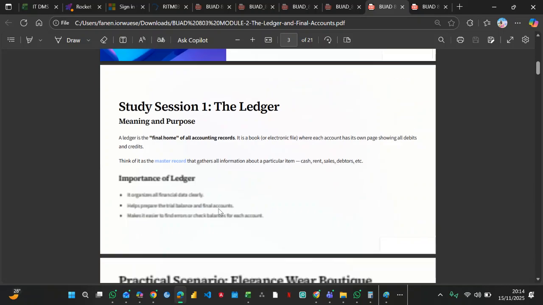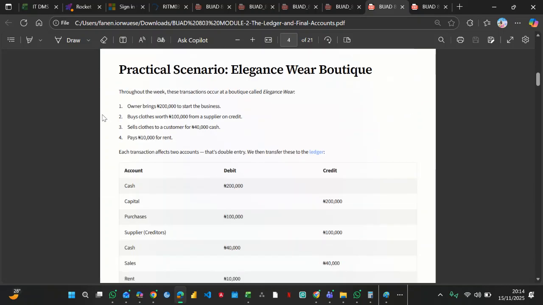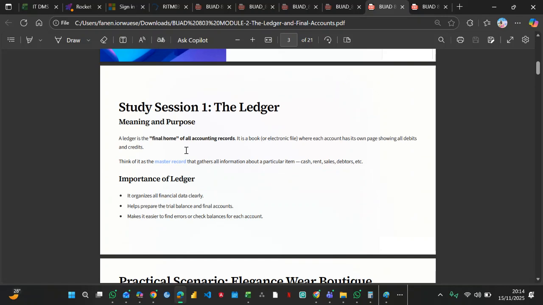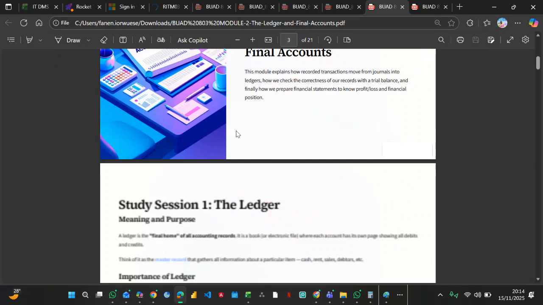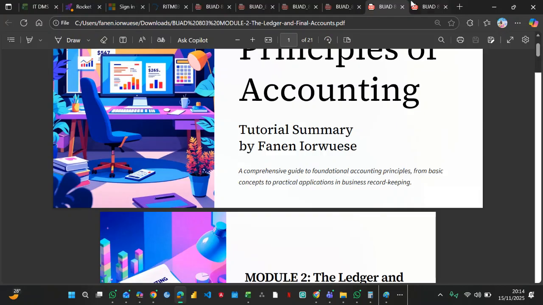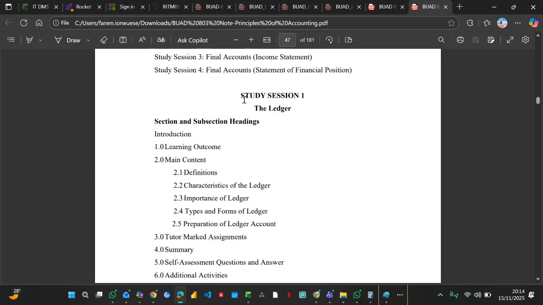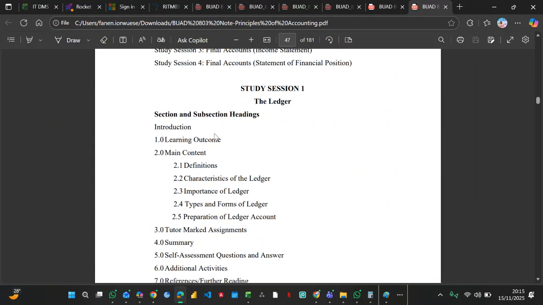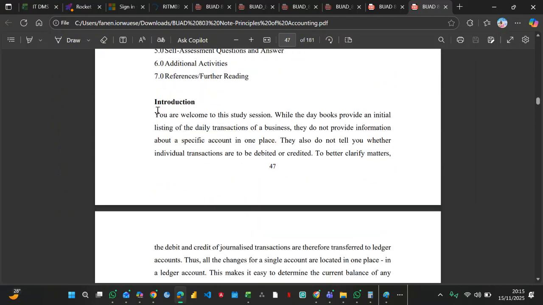Okay, so today we'll be looking at something very interesting in our 803, that is principles of accounting. This is on module two of this material here. So we are going to start module two, and we are going to focus on study one, two, three, and four by God's grace. So we look at the first one here. By way of introduction, I want to welcome you to this study session.